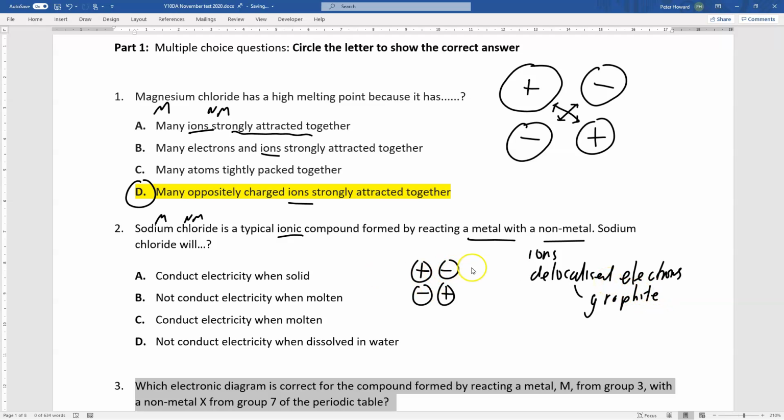So do these look like they can move? No, they're in fixed places, so not that one. When molten, that sounds valid. Oh, I didn't read the word not, so that's not true. Conduct electricity when molten, good, that's definitely true. Not conduct electricity when dissolved in water, that's also false, because if you imagine when ions are present and dissolved in water, they're floating around and able to move in every single direction.